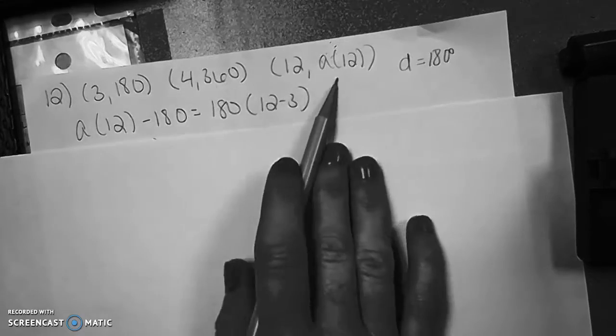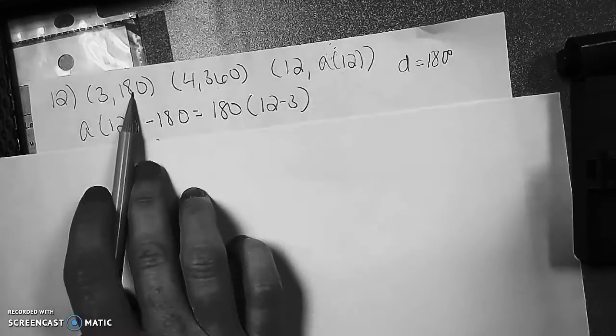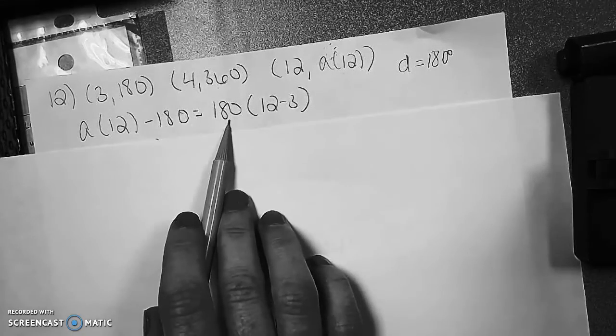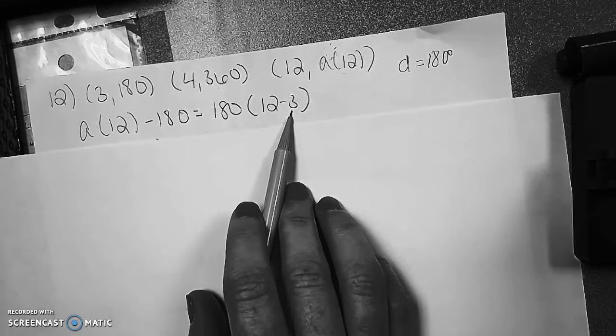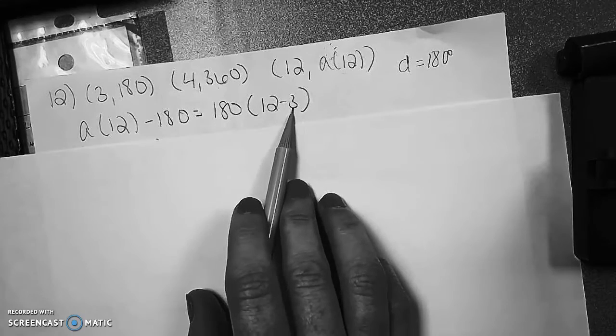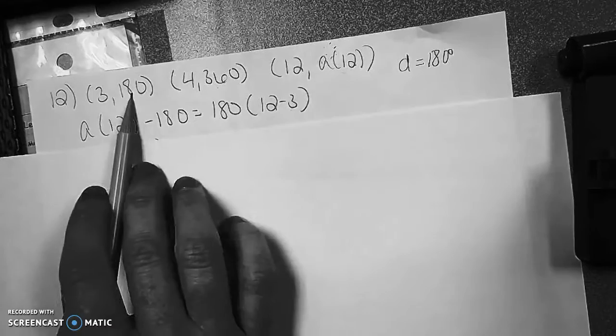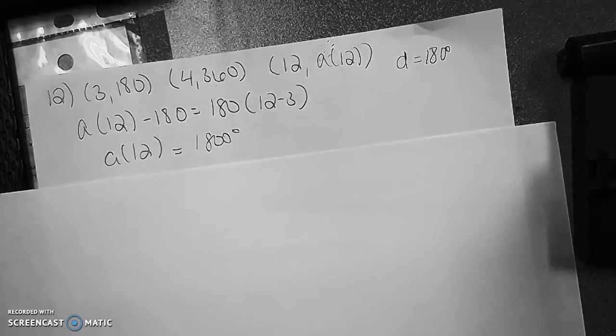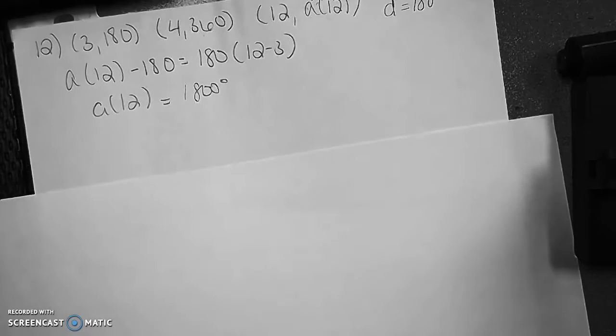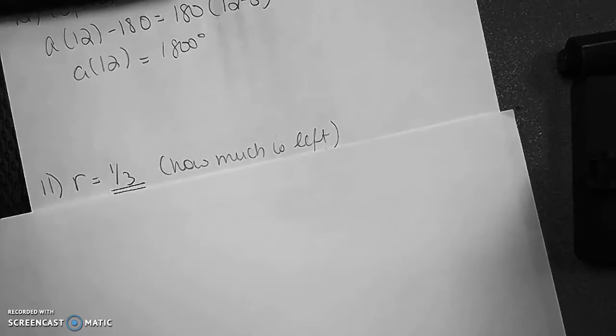So I'm trying to once again find a sub 12 minus 180 equals the common difference, and then n is 12 minus 3. And here's where I made my mistake in my answer key. I used 1 here when I should have used 3. Remember, my ordered pair is 3, 180. And when I do that, I get 1,800 degrees.